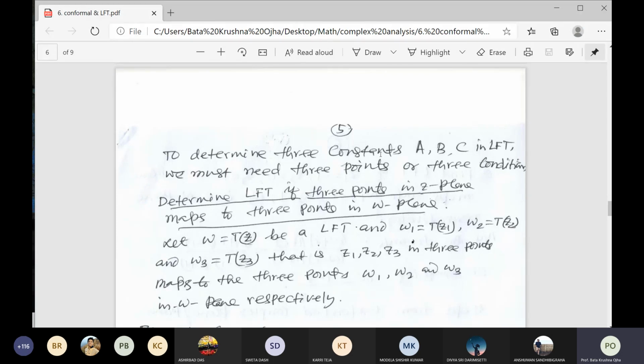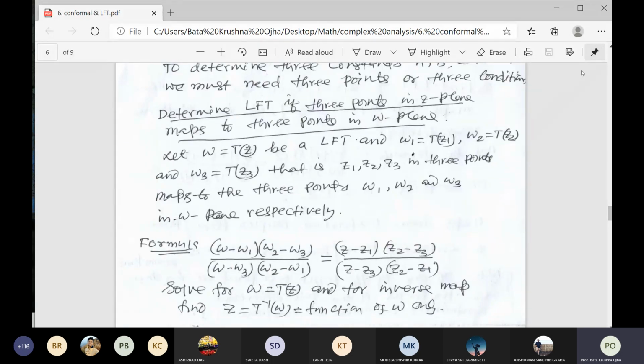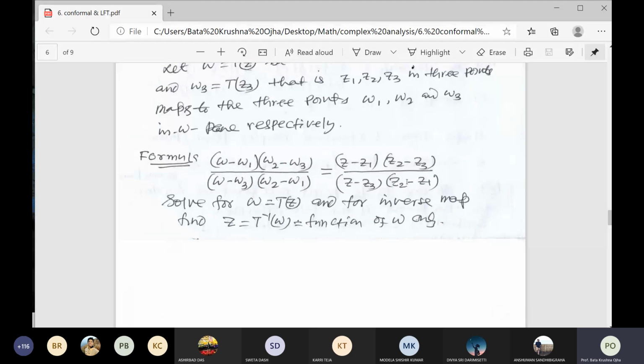Suppose I have given, let W is equal to T(z). In place of f(z), I will write here T(z). Let T be the LFT, and W1 is equal to T of Z1, because Z1 maps to W1. So W1 is the image of Z1. So W1 is equal to T(Z1), W2 is equal to T(Z2), and W3 is equal to T(Z3). So that is Z1, Z2, Z3, three points in Z plane mapping to three points W1, W2, W3 in W plane respectively. This formula is called the cross ratio formula.